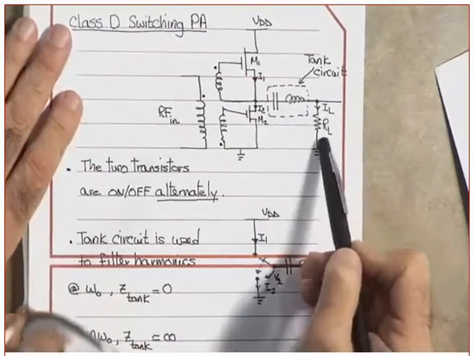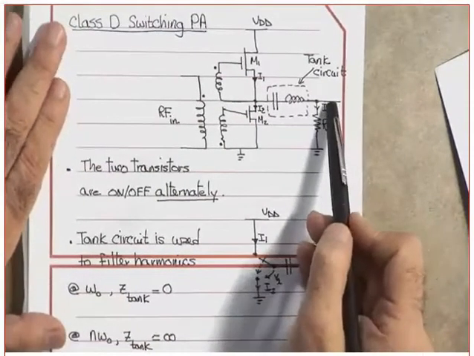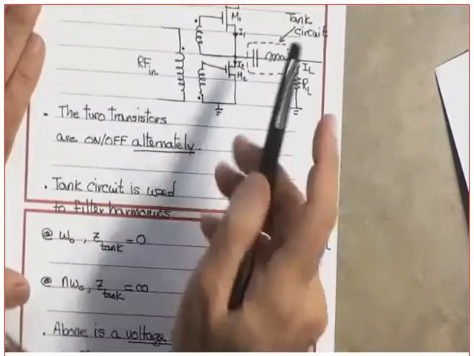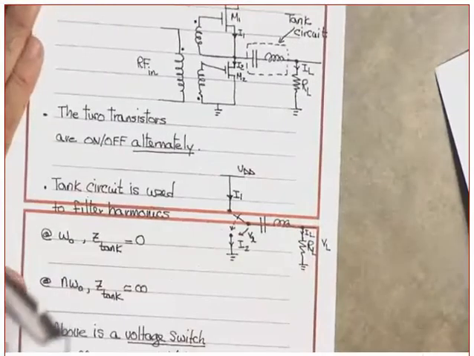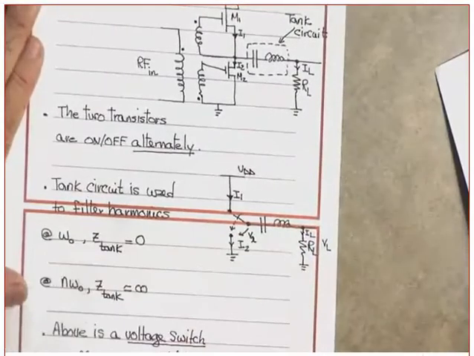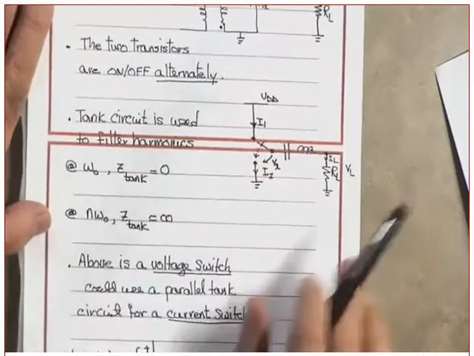And then we do have the tank circuit. And this is the load, and this is IL. Yes? What is the tank circuit used for? One more time. It's used to filter out all the harmonics.